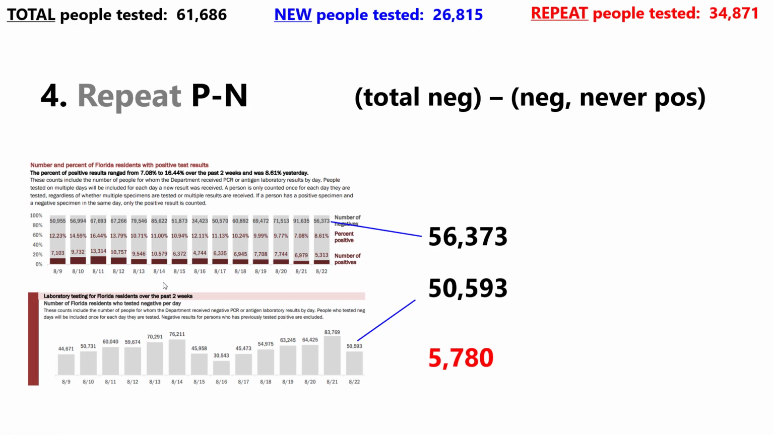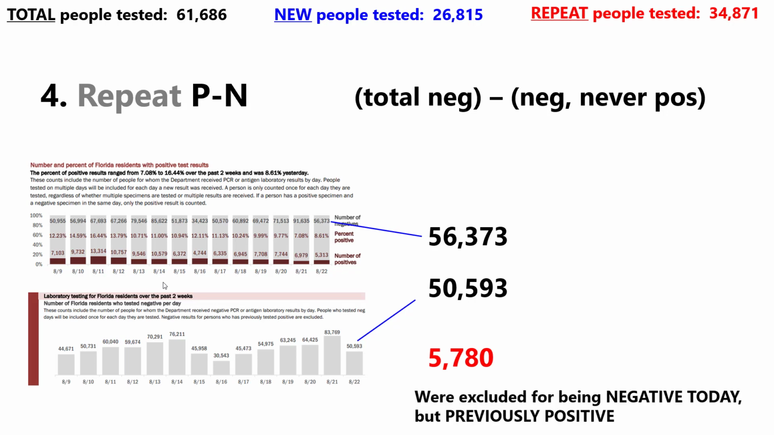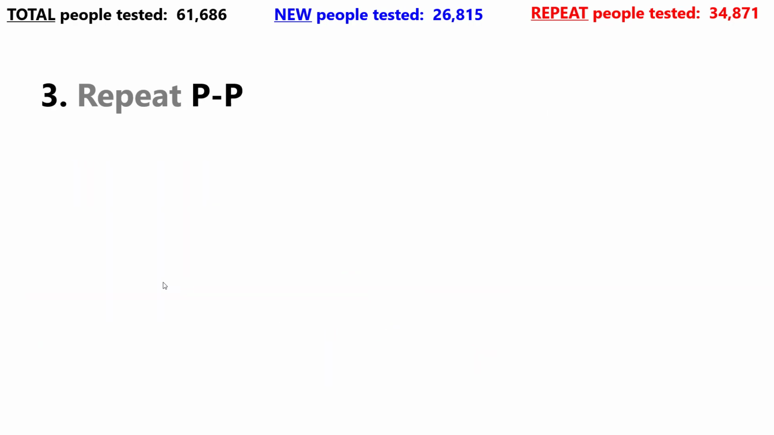So again, I have a lot of confidence in this number because it's provided to us in a very granular format by the Florida Department of Health's reports. Okay? And again, a reminder, these are people who would have been excluded from that percent positivity for new cases, who had tested negative today, but they were previously positive. So with that same argument, I'm now going to focus on the repeat positive to positive. So again, people we would have classified as positive who test positive again today.